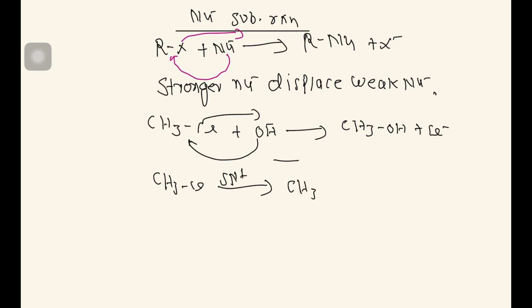So from here, CH3 plus and Cl minus. So at first carbocation forms. And after that, another nucleophile, suppose here OH minus, attacks here and forms this product, CH3OH. So here at first carbocation forms and then attack of nucleophile. This is known as nucleophilic substitution reaction.